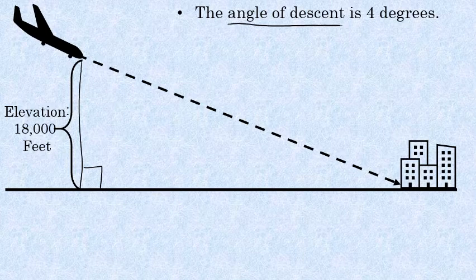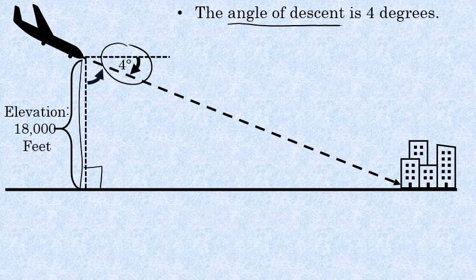Angle of descent is the angle that's showing up on the screen right now. This is the angle of descent of the airplane. It's said to be 4 degrees. So that means the angle in our right triangle at the top of the diagram is not 4 degrees. It would be 90 minus 4, or 86 degrees.